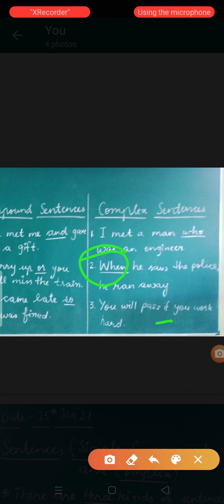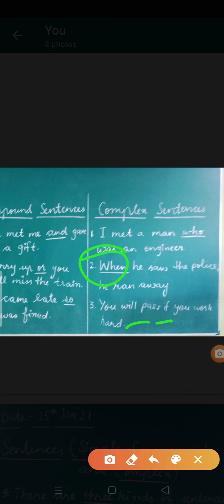Now you should know about the types that come under complex sentences: noun clause, adverb clause and adjective clause. Noun clause is when you ask the question what, and adverb clause is when you ask where the action takes place, when the action takes place, how the action takes place. And adjective clause is when we talk about a noun. For example, I met a man who was an engineer. Here I'm talking about a man, so this is an adjective clause. Who was an engineer is an adjective clause.